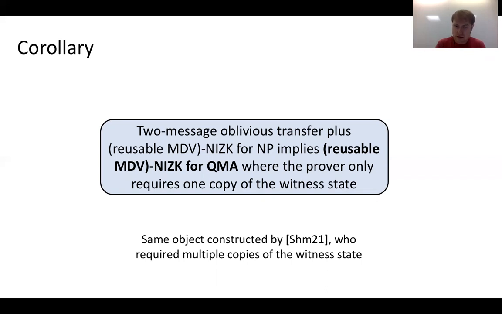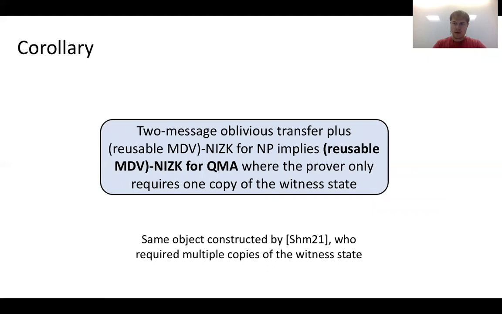It was also constructed by Schmelly, also appearing at this crypto conference. One difference, the advantage of our protocol, is that the prover in our protocol only requires 1 copy of the quantum witness state. Okay, whereas in this other protocol from Schmelly, the prover needed multiple copies. Okay, so this is just one application we have of our quantum NISC.